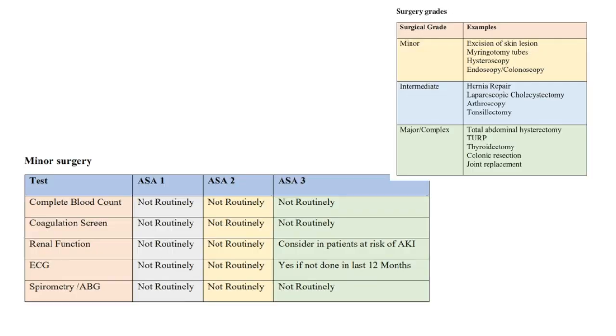There is a comprehensive guideline about investigations published by the College of Anesthetists in April 2022. You can go through this guideline because I have no time to go through all these investigations at this moment. Okay, next slide.